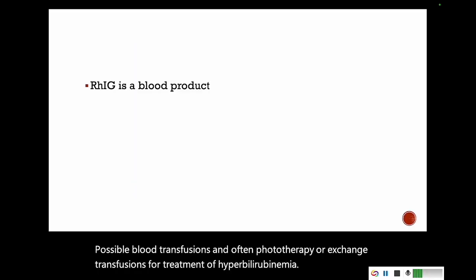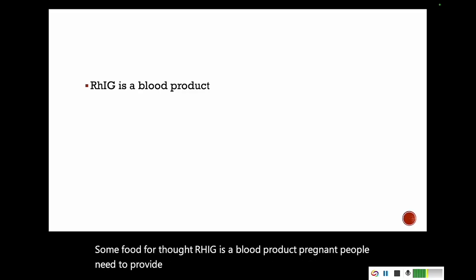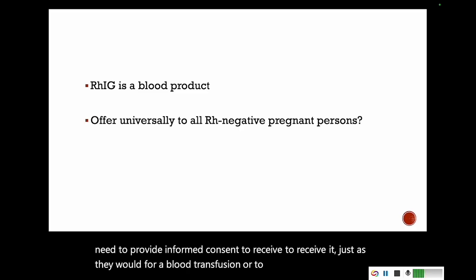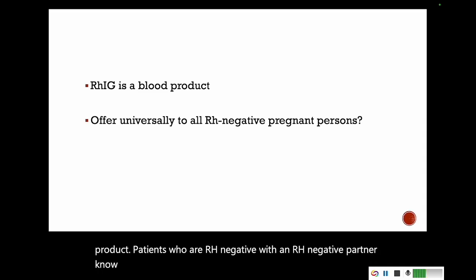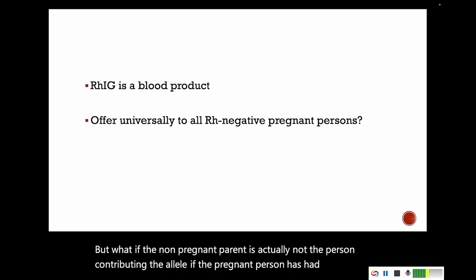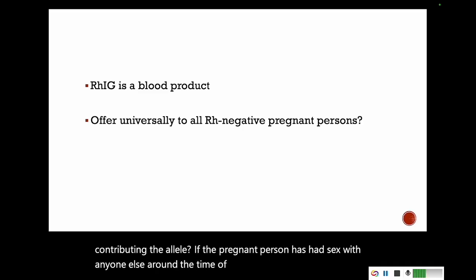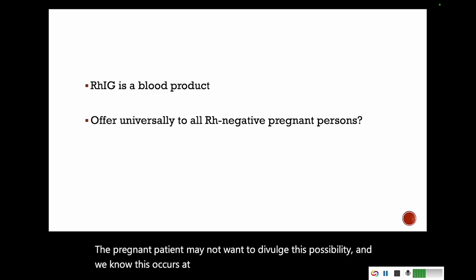Some food for thought. RhIg is a blood product. Pregnant people need to provide informed consent to receive it just as they would for a blood transfusion or to receive any other blood product. Patients who are Rh negative with an Rh negative partner know that their fetus is Rh negative and so can decline the RhIg. But what if the non-pregnant parent is actually not the person contributing the allele? If the pregnant person has had sex with anyone else around the time of conception, then this changes possible fetal blood type. The pregnant patient may not want to divulge this possibility, and we know this occurs at a surprisingly high rate amongst pregnant couples.